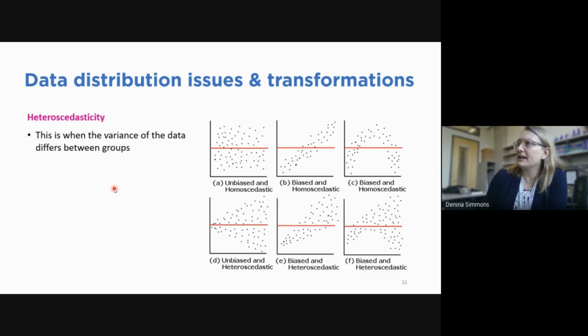called heteroscedasticity. It's really hard to say. Heteroscedasticity. There we go. This is when the variance of the data differs between groups. So you sort of can have non-biased homoscedasticity. You can have biased, which is sort of when you see like a correlation or a regression style distribution. And you can have bias that sort of goes up and down, but is really hard to sort out. The average is still a straight line.